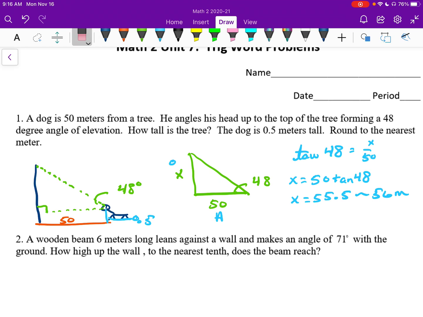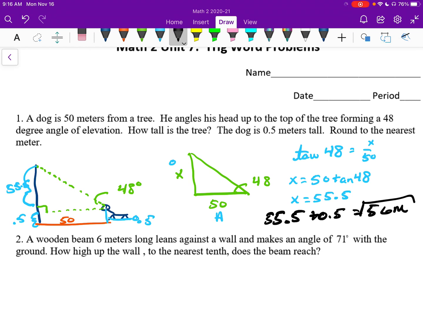Actually, no, let's not round that yet. I'm sorry. Let's leave it as 55.5. All right, so we said that this piece here is 55.5. We also have this bottom piece, which is 0.5. So now to finish it up, 55.5 plus 0.5 gives me 56 meters. And what I accounted for there with the 0.5 was that the dog's head is half a meter off the ground.